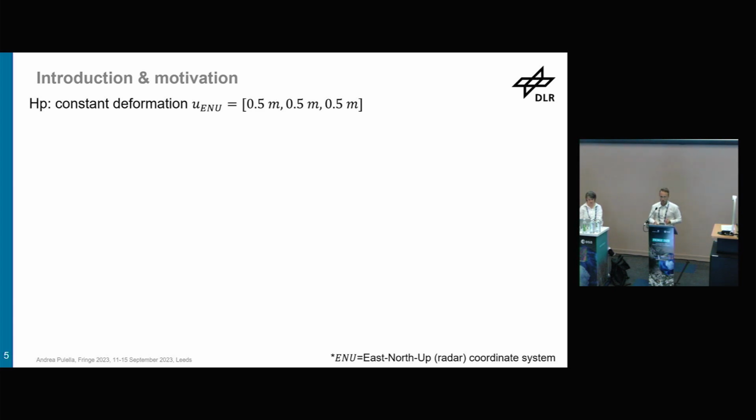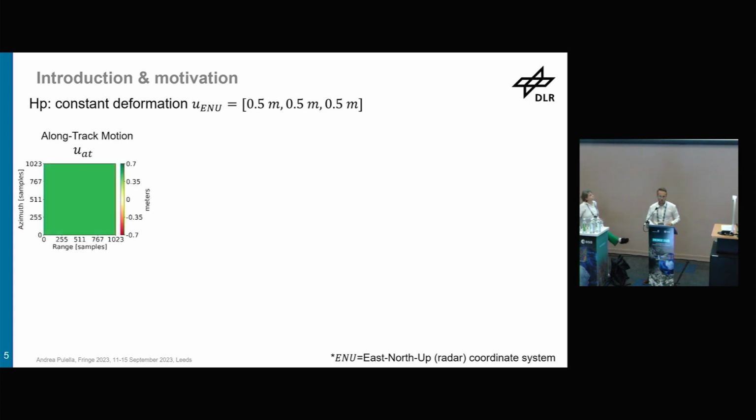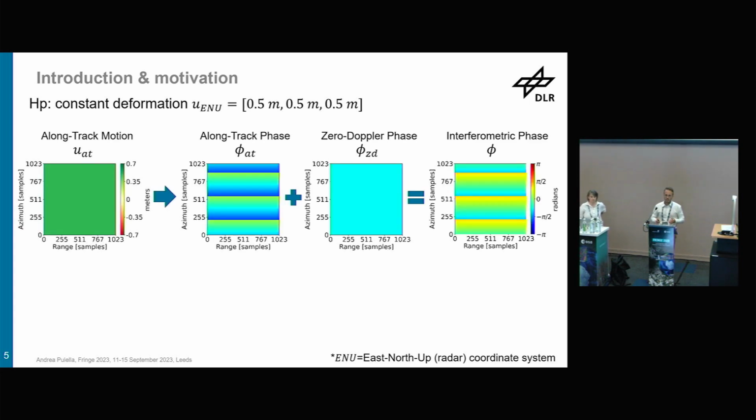I want to go ahead and show you an example of how the phase should look. Let's suppose I'm doing a simulation, and the deformation is constant in both directions. I put 50 centimeters of constant deformation. The along-track motion is still constant, but the interferometric phase here on the right presents some jumps, and these jumps are associated with the adjacent bursts. In this case, we have 4 bursts and 3 phase jumps.